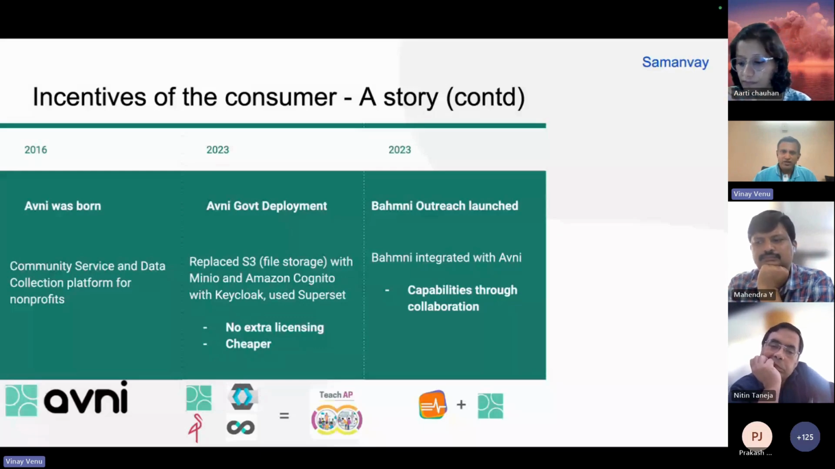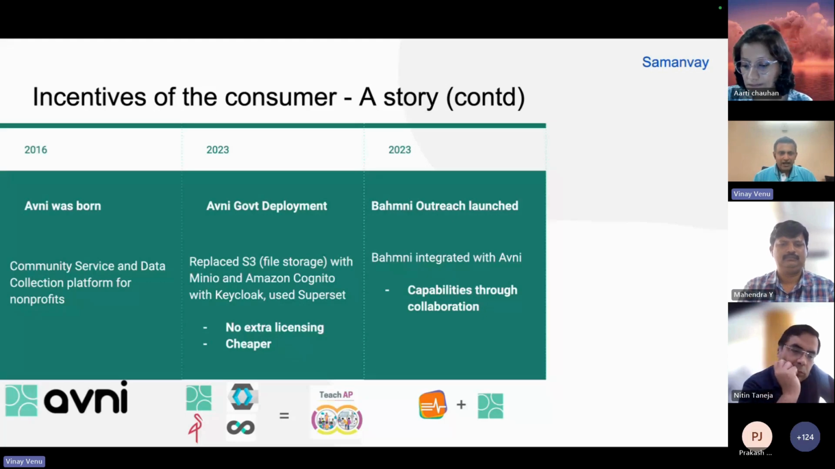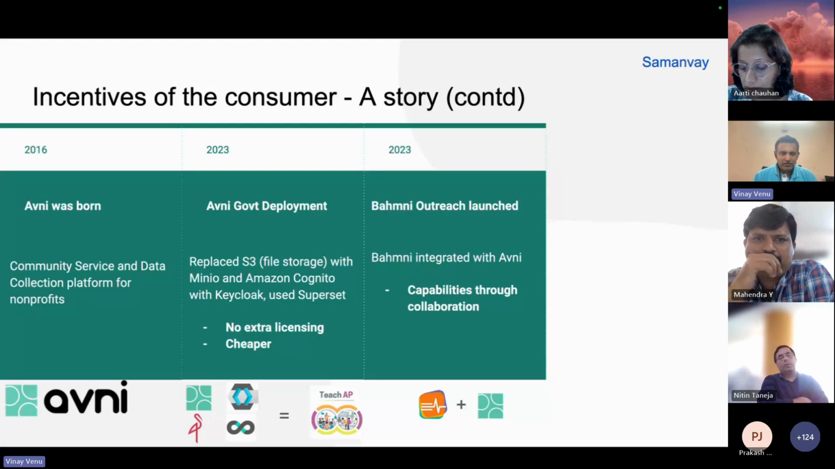S3 is a file storage mechanism. You could dump gigabytes, terabytes of files in there, and it'll just scale. Similarly, we had used something called Cognito, which was an authentication system. It takes care of all your user ID, sign up, sign in, sending reset password messages and things like that. And it didn't work for us. So we swapped that to use open source tools instead. Because of that, we could do a government deployment without asking the government to pay for a certain license and things like that. So that was one big learning.